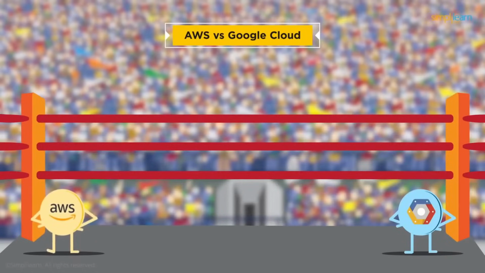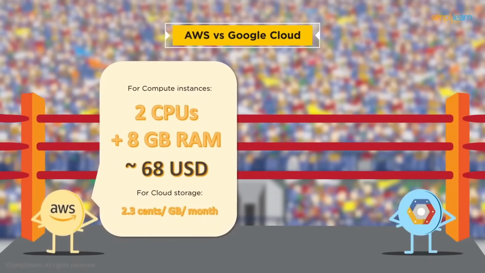Now, let's compare a few things. For starters, let's compare pricing. For AWS, a compute instance of 2 CPUs and 8 GB RAM costs approximately $68. Now, a compute instance is a virtual machine in which you can specify what operating system, RAM, or storage you want to have. For cloud storage, it costs 2.3 cents per GB per month with AWS. You really want to do that? Because GCP wins this hands down.